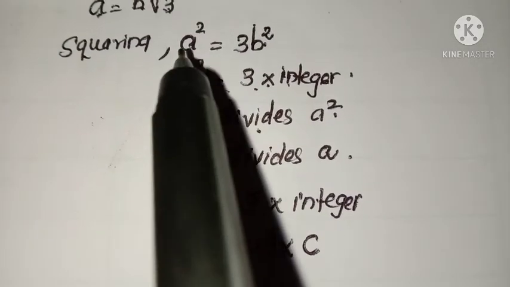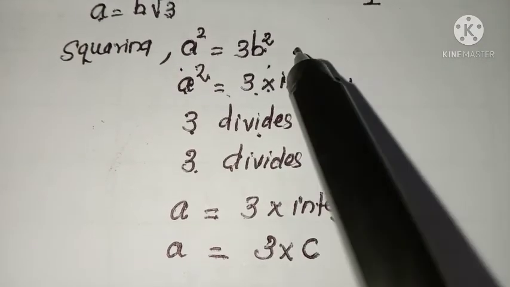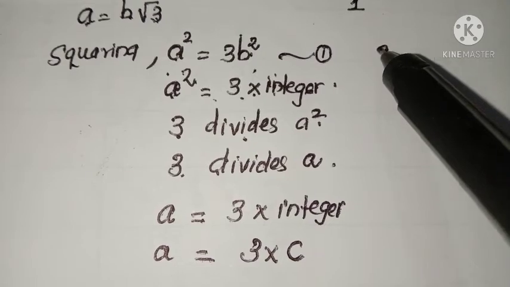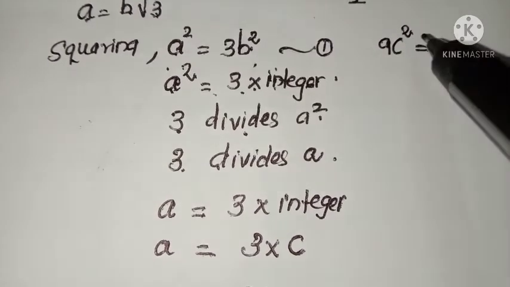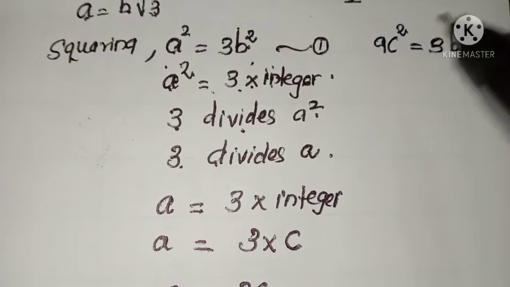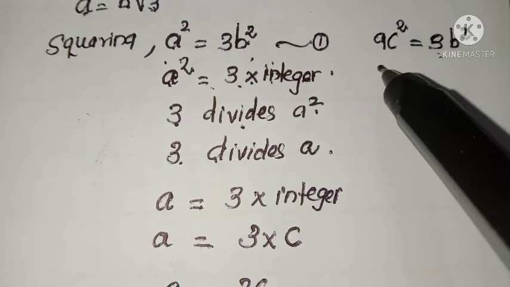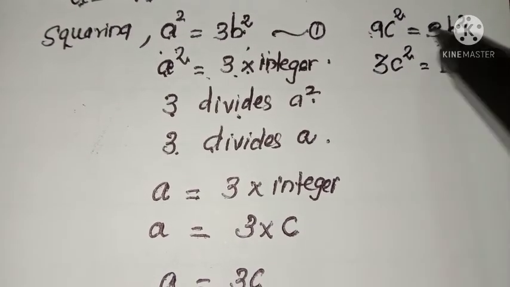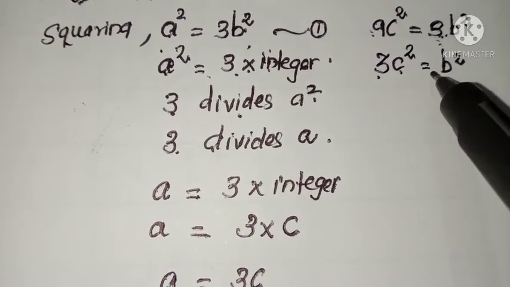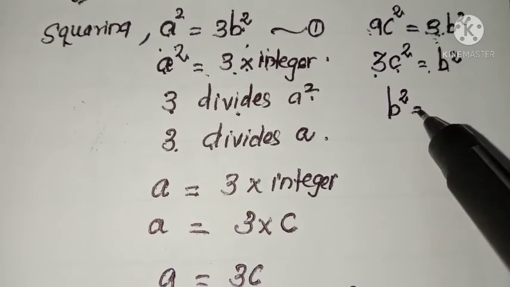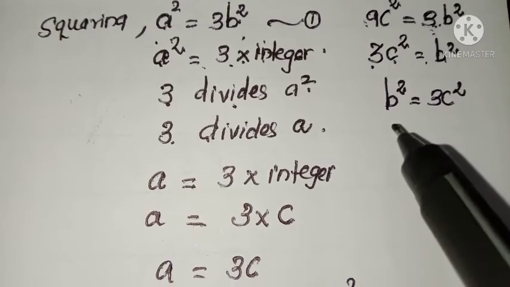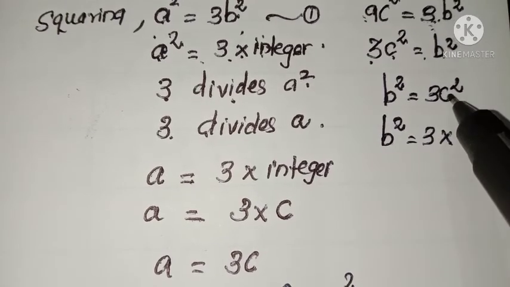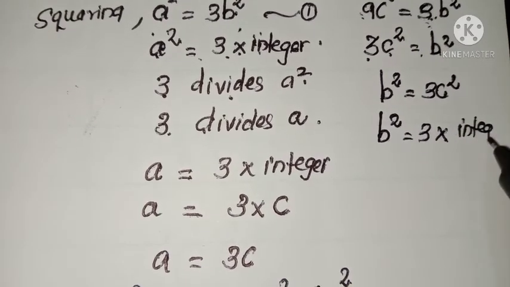Now look here, a² equal to 3b². Put it as equation number 1. In this equation, replace a² with 9c². So 9c² equal to 3b². From here we can cancel 3. So 3c² equal to b², because 3 is a common factor. 3c² equal to b², or b² equal to 3c². That means b² is 3 into c². c² is an integer.